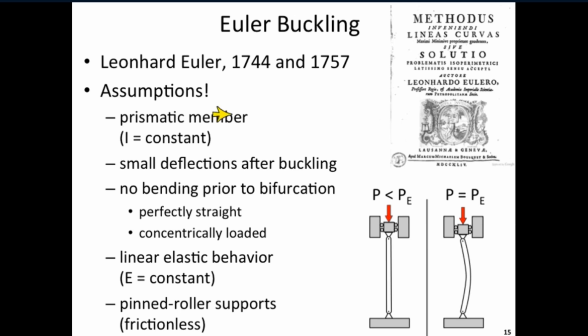But anyway, Euler buckling. Some assumptions. Euler assumed that the member was prismatic, so it had a constant I along its length. We had small deflections just at buckling. We had no bending prior to bifurcation. So Euler is going to talk about buckling. So the column, as I'm showing down on the right here, is either perfectly straight with load on it, or one instant later, it's buckled into this flexural shape that I'm showing on the right. So no bending, which means it has to be perfectly straight, and that load has to be right through its centroid. We're going to assume, Euler is going to assume linear elastic behavior, so the E will be constant, and the support conditions are going to be pinned-roller.